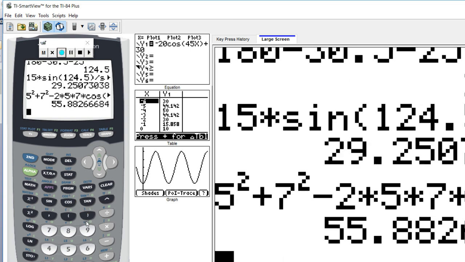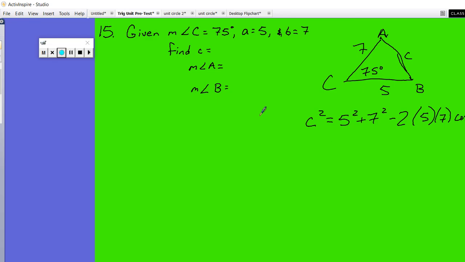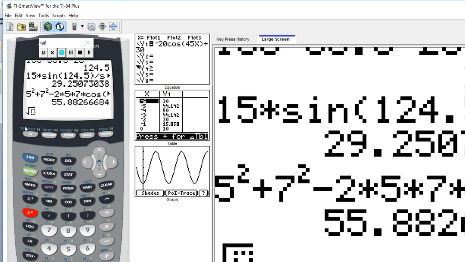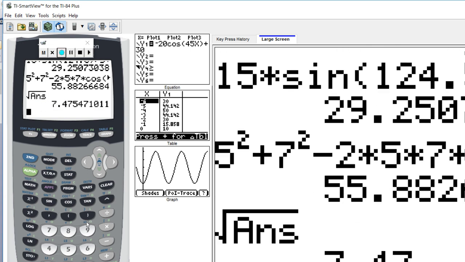Enter. Now that's what C squared equals. So C squared equals 55.88. To get what just C is, I need to take this squared off. So to get rid of that squared, I square root it. So I come back to my calculator, I'm going to go second square root of this answer. So I go second negative little button, it puts the answer there, enter.